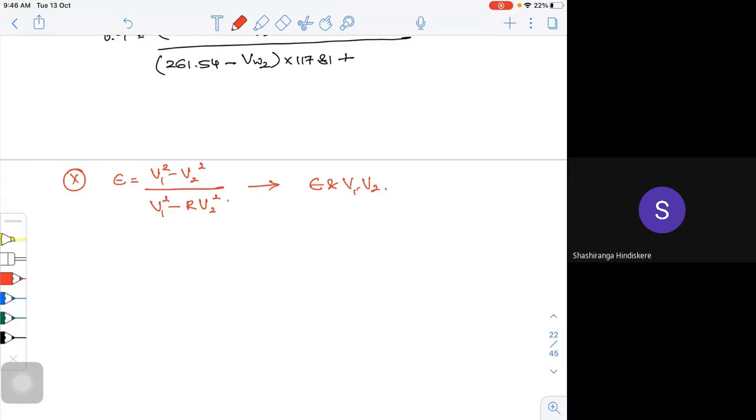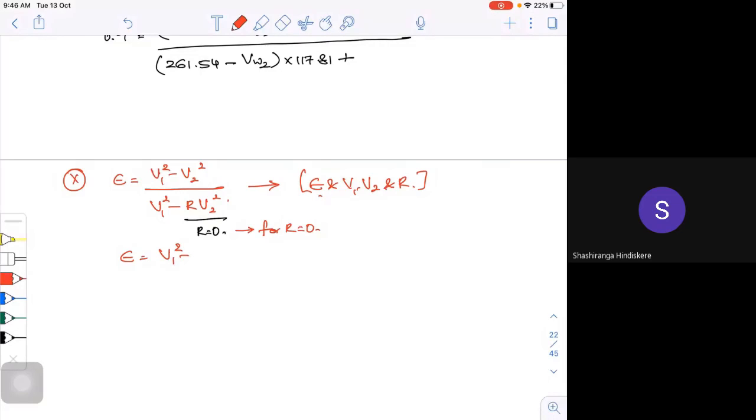This is the formula, and your R. Now, in this particular case, R is 0. So what will happen to your epsilon? For R is equal to 0, your epsilon will be V1 square minus V2 square by V1 square.